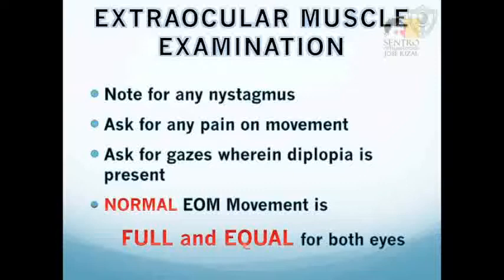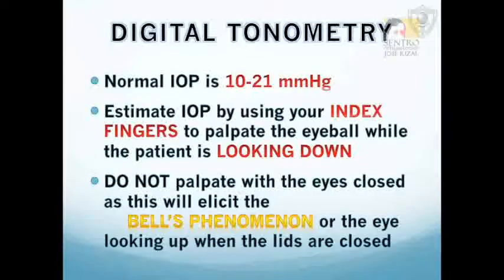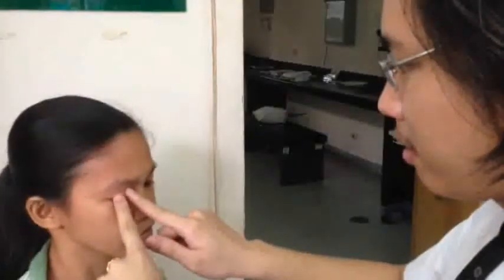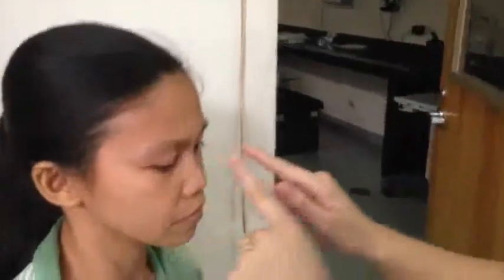Note for any nystagmus. Also ask for any pain on movement or diplopia on certain gazes. Normal EOM movement is full and equal for both eyes. The normal range of intraocular pressure is 10 to 21 mm mercury. Estimate IOP by using your index fingers to palpate the eyeball while the patient is looking down. Do not palpate with the eyes closed, as this will elicit the Bell's phenomenon, or the eye looking up when the lids are closed.